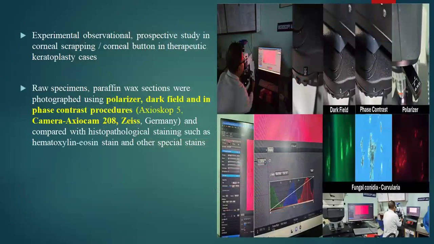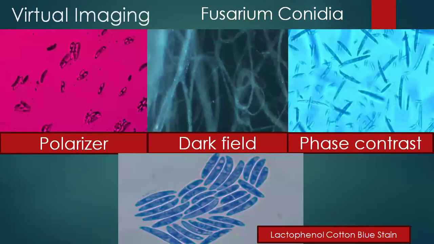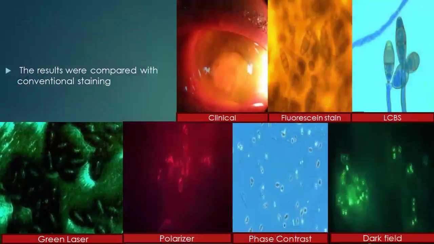This is the dark field, polarizer and phase contrast procedure, which we tried in the Axioscope 5, the latest microscope that was given to us, compared with histopathological staining. This is the Curvularia, how it looks in the fungus, how it looks in the fluorescent stain, and in dark field, phase contrast and polarizer, how the conidia of the Curvularia look. You see the Fusarium conidia, how it looked in the polarizer, dark field, and phase contrast, and it was compared with lactophenol cotton blue stain in the microbiology lab.